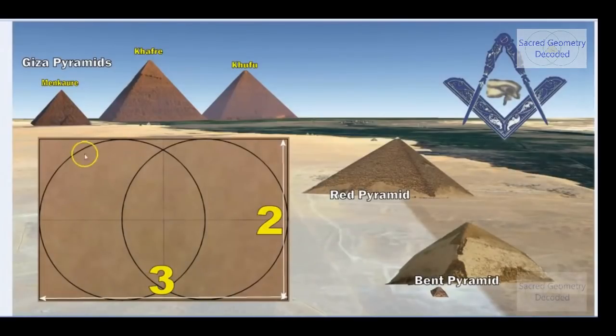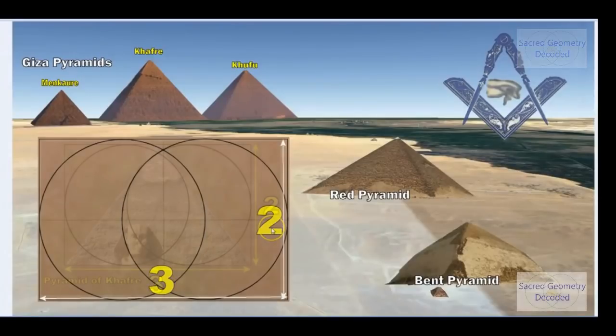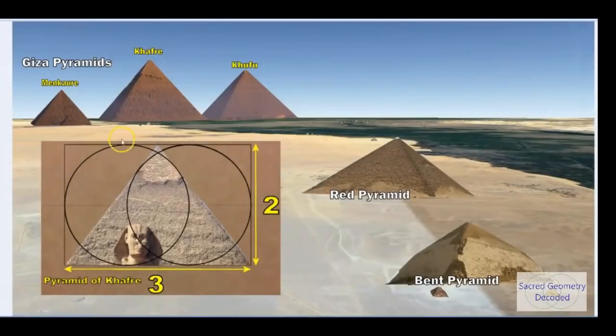And to begin with, the Vesica itself is at a 3:2 ratio. To begin with Khafre's pyramid, the middle of the three of the Giza pyramids, that's at a ratio of width to height of 2:3.